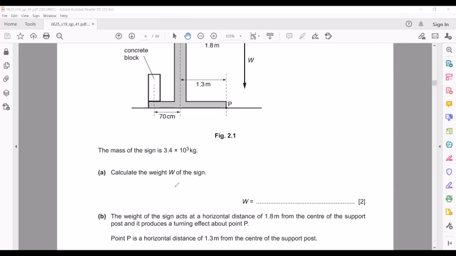As we know, the weight is equal to mass times gravity. So 3.4 into 10 to the power 3 is the mass and the gravity is 10. When we multiply these two factors, we will get 3.4 into 10 to the power 4, and the SI unit of the weight is the Newton.